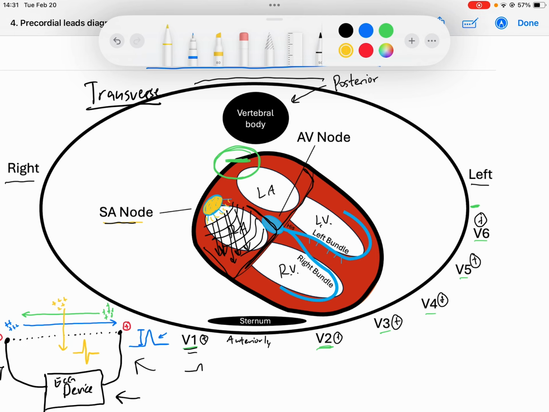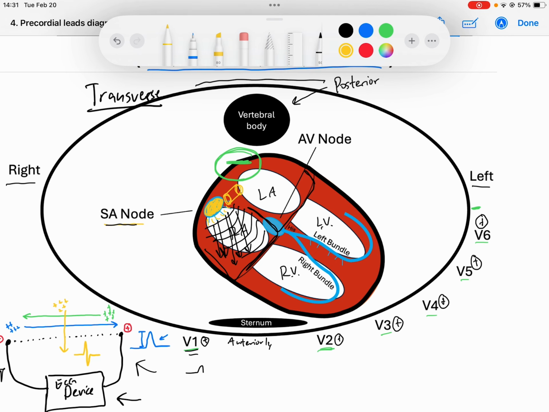And then there's something really interesting. There's this little bundle of cells in between the atria called Bachmann's bundle, that allows for that signal to escape from the right atria through to the left atria. And then it activates the left atria from Bachmann's bundle. And notice the Bachmann's bundle is on the septal region between the atria.